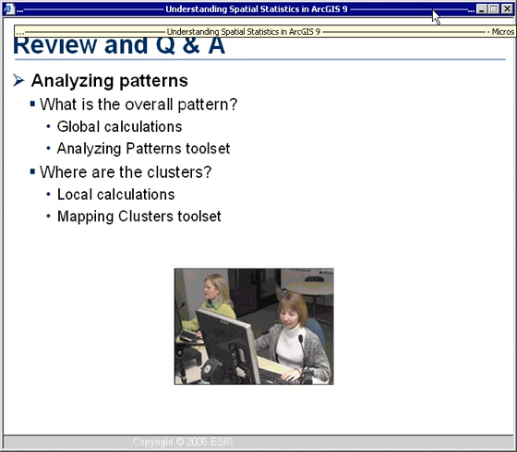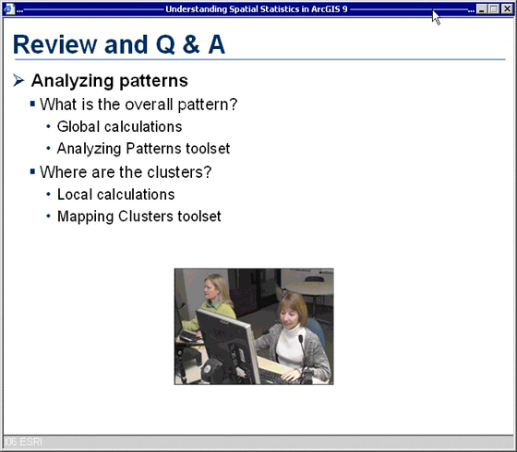In this section, we covered how to analyze patterns in spatial data. We discussed tools that assess the overall pattern, and we talked about tools that help identify locations of spatial clusters. I'm going to turn it over to Lauren one last time to answer a few more of your questions.